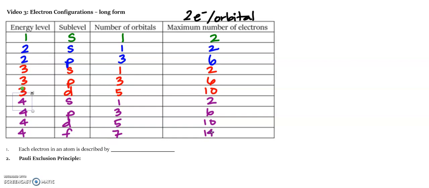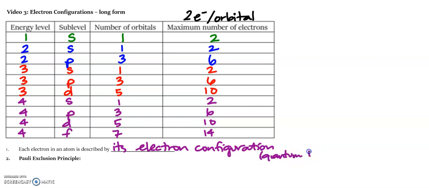All right, so we're going to put these in order, and this whole piece put together is called an electron configuration. So each electron in an atom is described by its, let's use correct grammar, its electron configuration. And the electron configuration is made up of what we call quantum numbers. We're not going to go much more into what quantum numbers are, but you should just know that that's what an electron configuration is.